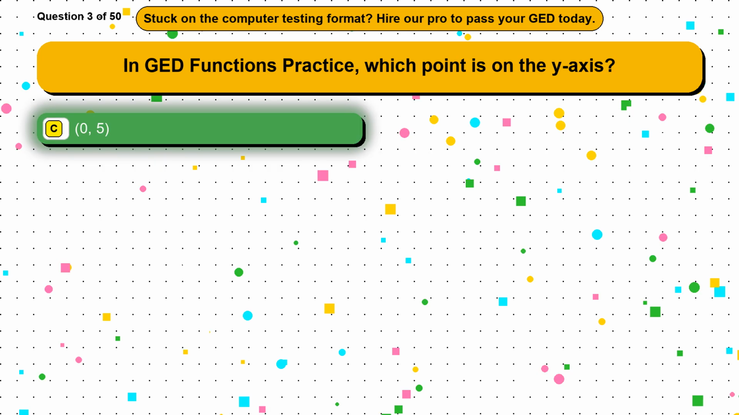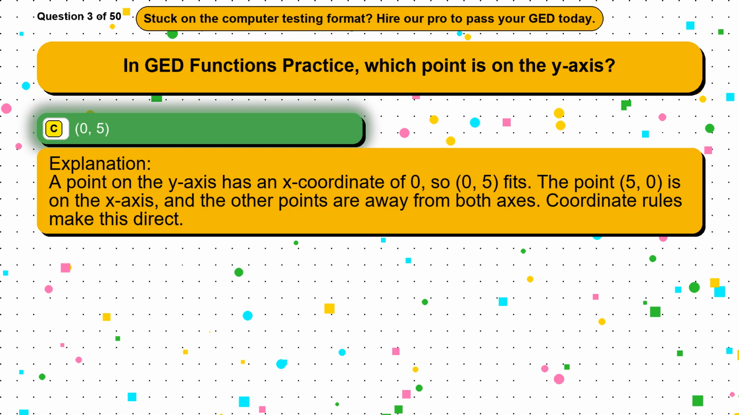The correct answer is option C: 0, 5. A point on the y-axis has an x-coordinate of 0, so 0, 5 fits. The point 5, 0 is on the x-axis, and the other points are away from both axes. Coordinate rules make this direct.